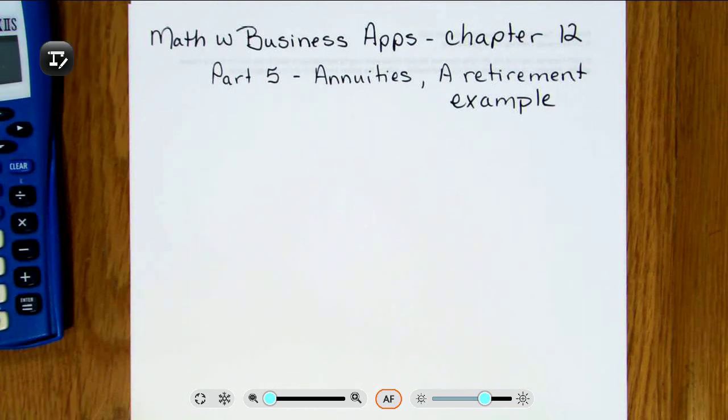Hi everyone, it's Chapter 12, Math with Business Apps. This is my Part 5 video. There should only be one video here, I'm hoping. And I'm going to end this chapter with a retirement example that puts a couple of these pieces together so we can really see the power of interest, the power of money.